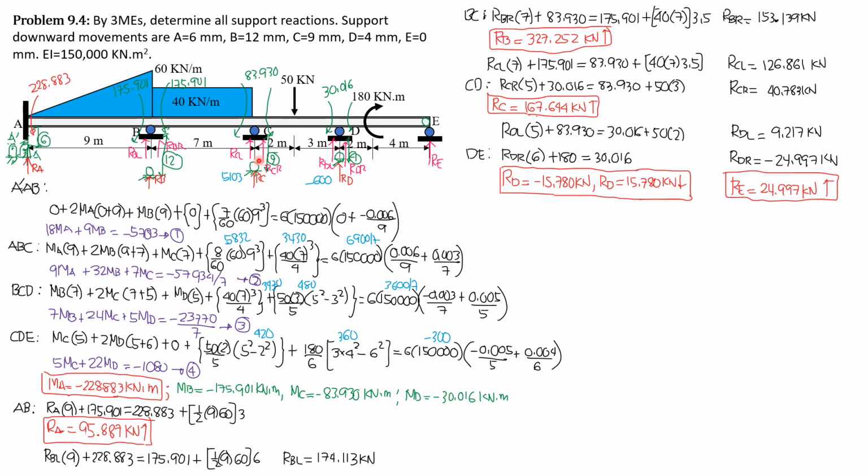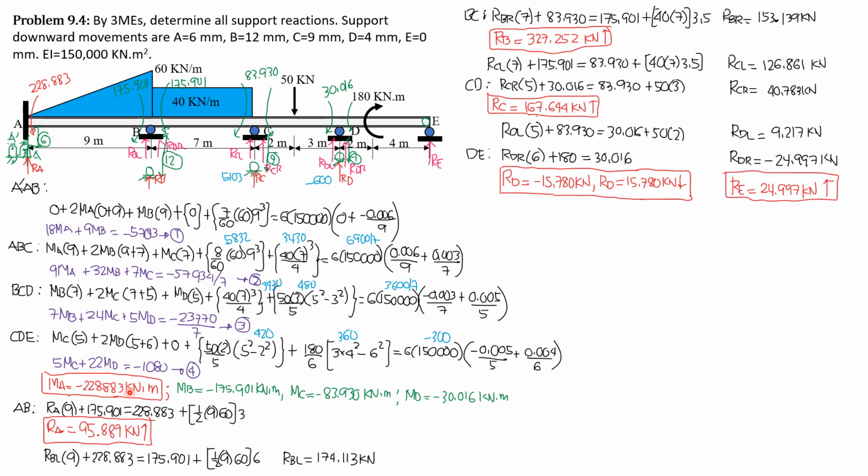Reference again is D, so C is below D by 5 mm, so negative 0.005 over 5, and E is above D by 4 mm, so positive 0.004 over 6. This is negative 300, the value of this term 360, 420. Combining and simplifying, 5 MC plus 22 MD equals negative 1080, equation 4. Solving these four equations simultaneously using a calculator capable of solving four simultaneous linear equations, we get MA negative 228.883 kilonewton meter.